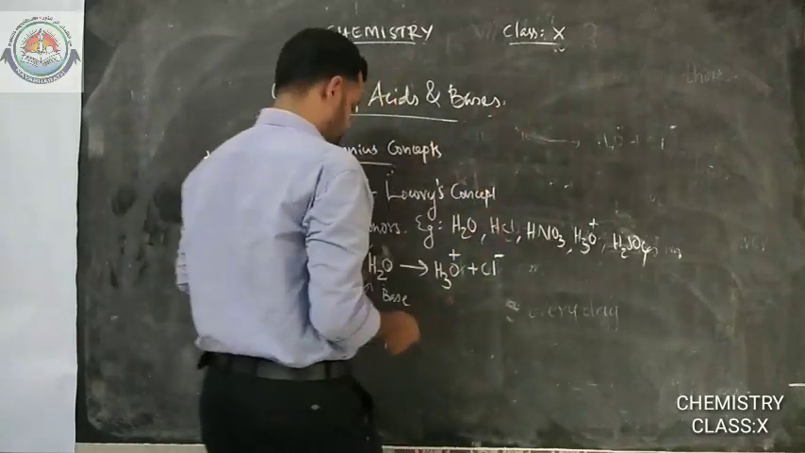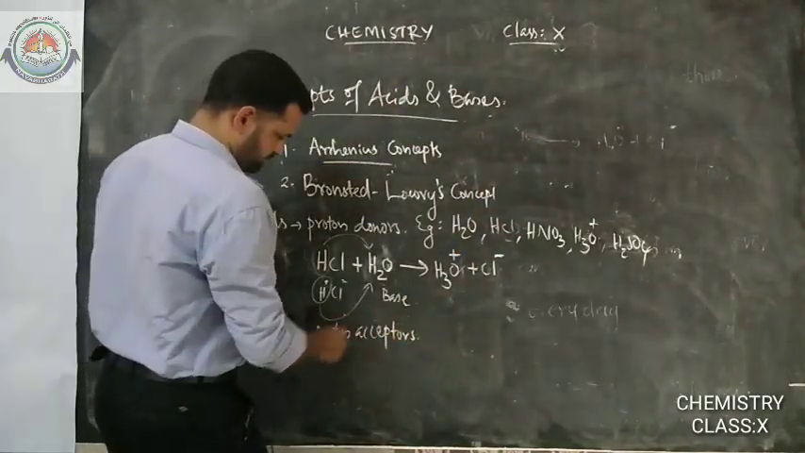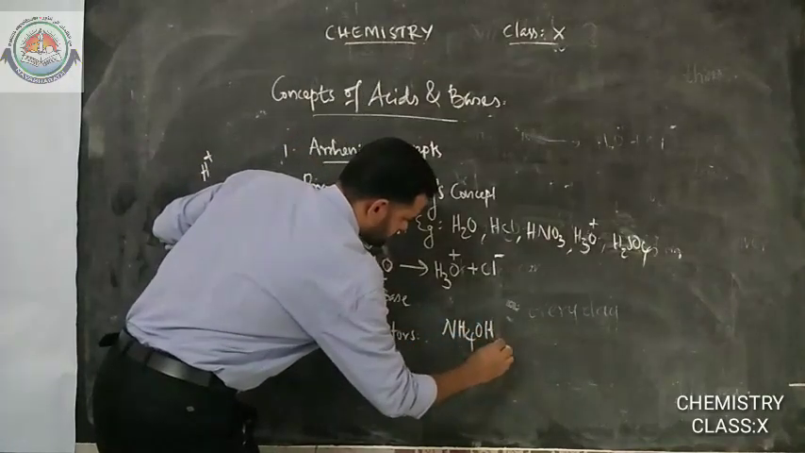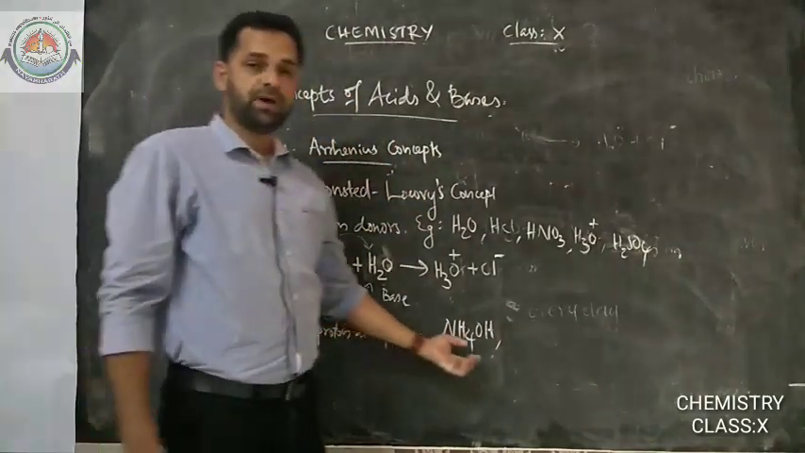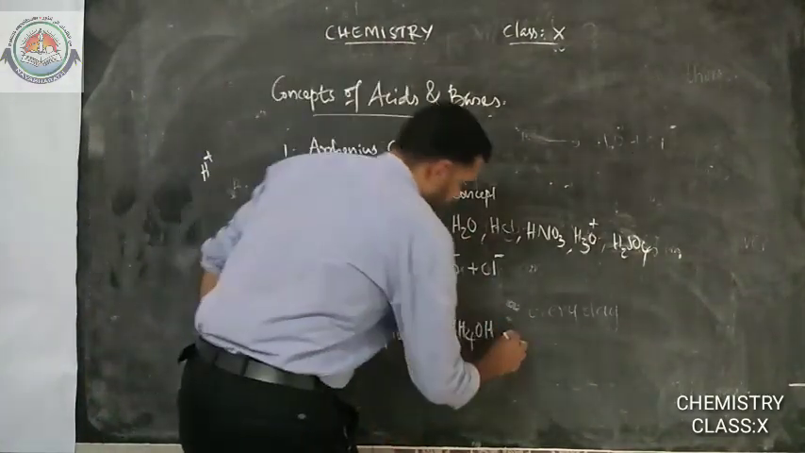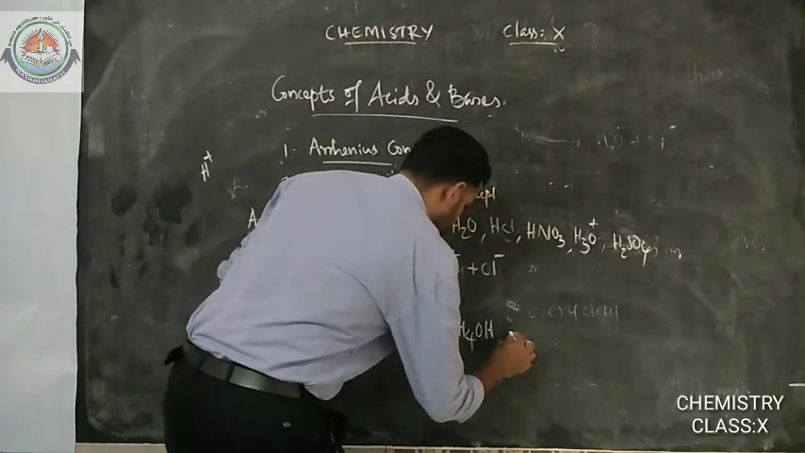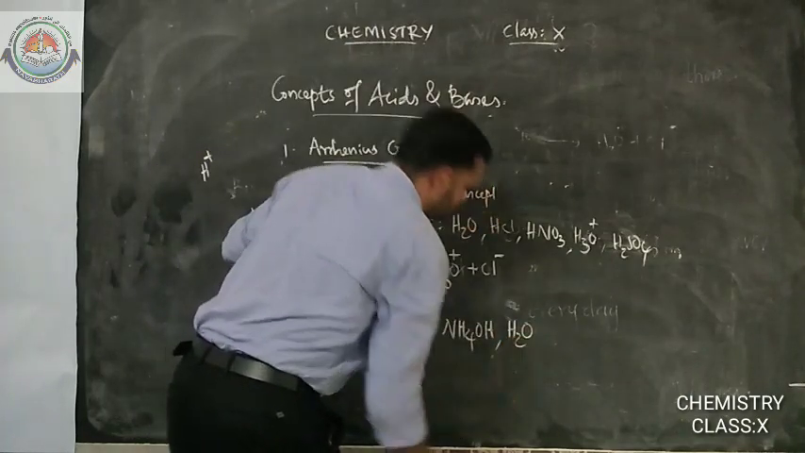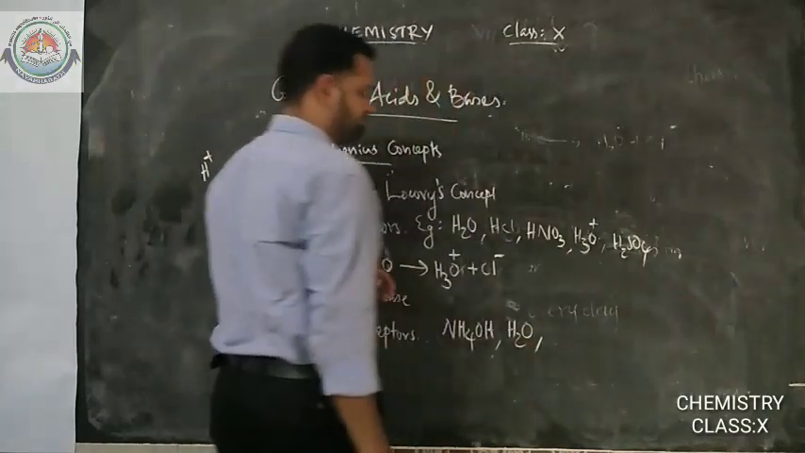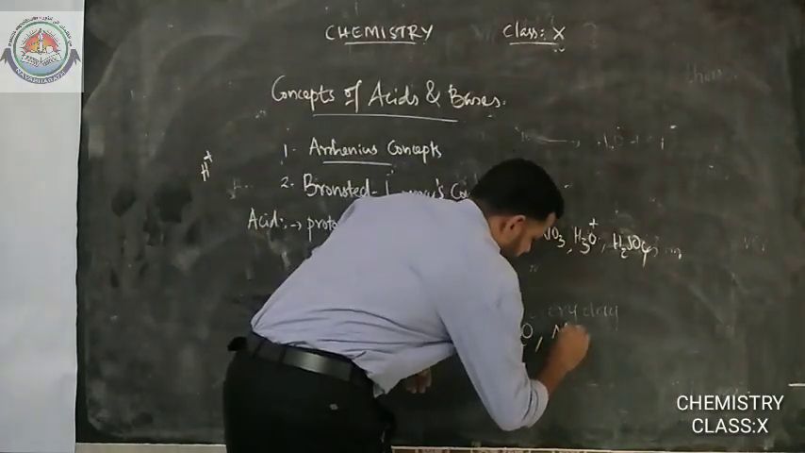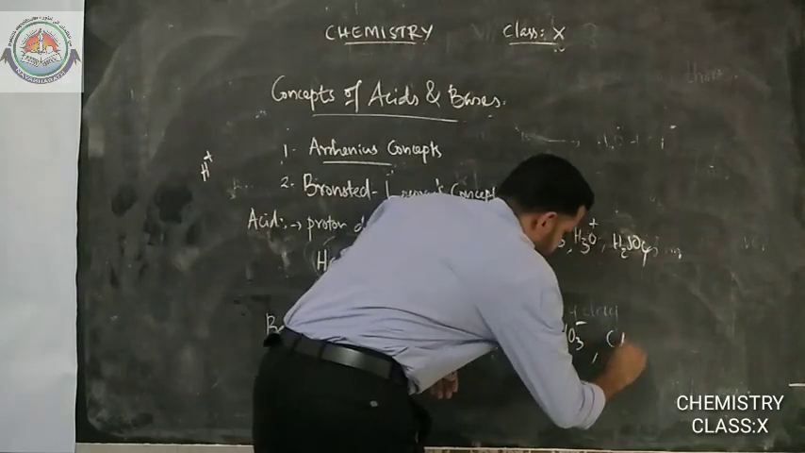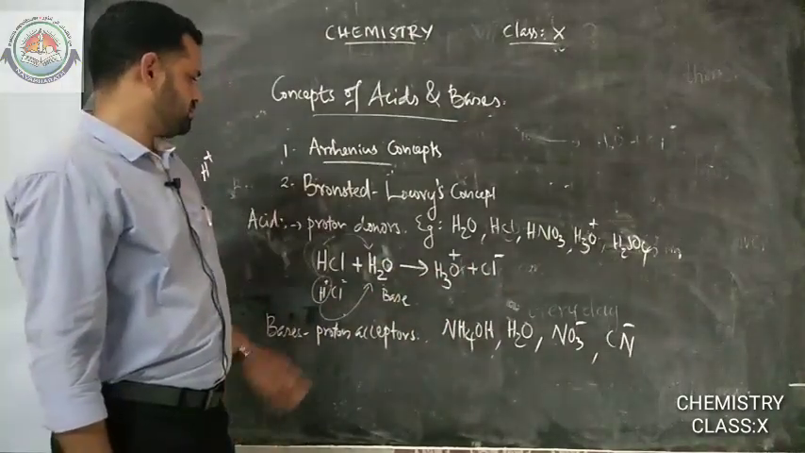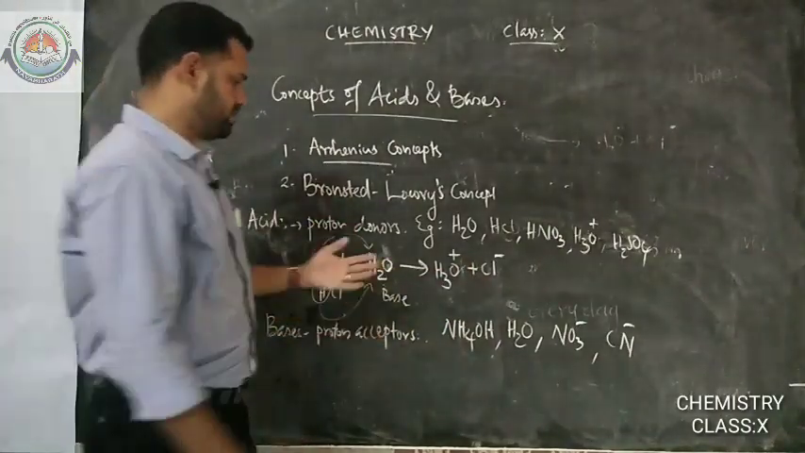For example, I will give you some examples for bases. NH4OH. What is NH4OH? That is ammonium hydroxide. It is a base. Then H2O. Even H2O also is a base. Then NO3 minus is a base. CN minus is a base. How do these all become bases as per Bronsted-Lowry's concept? Let us see some examples.